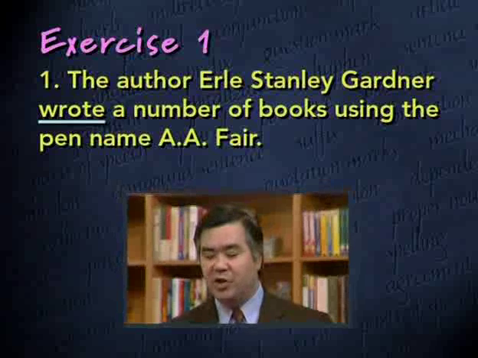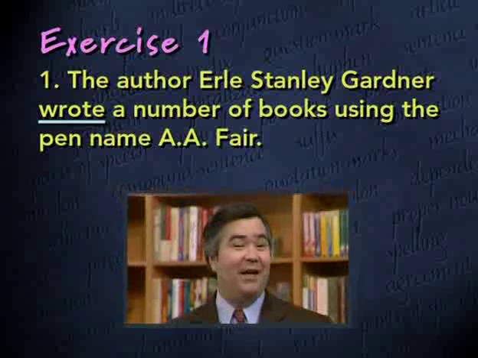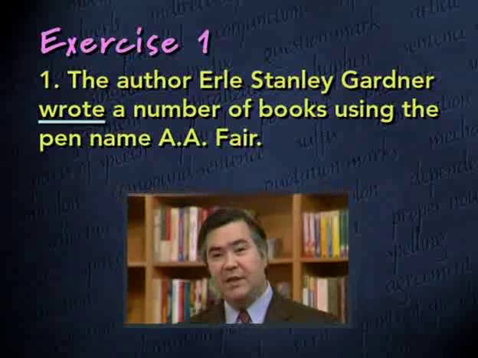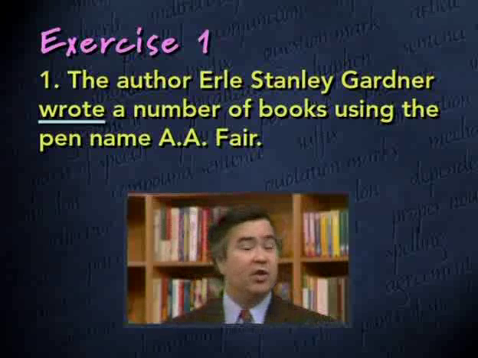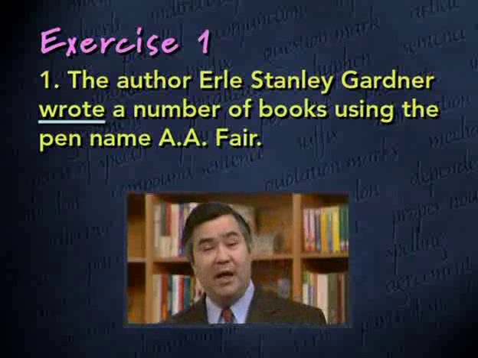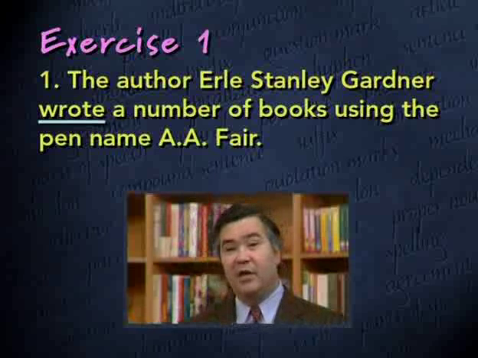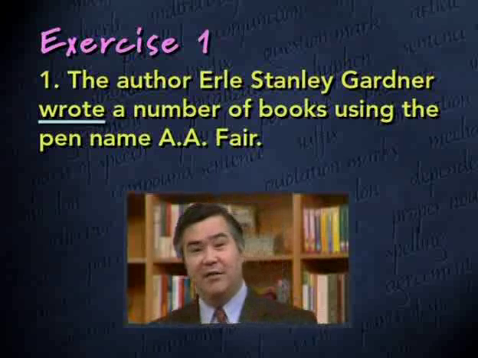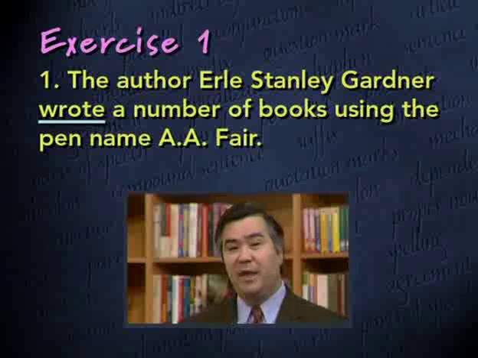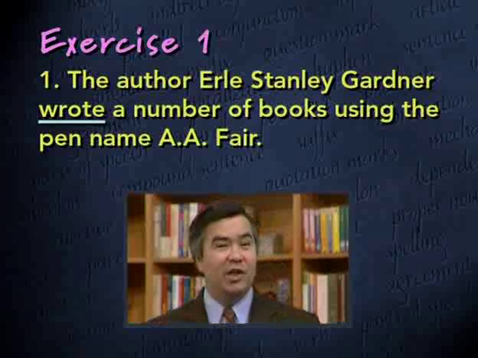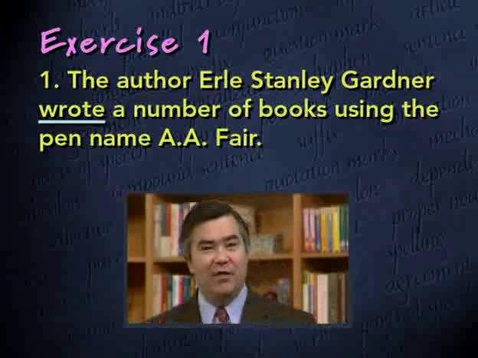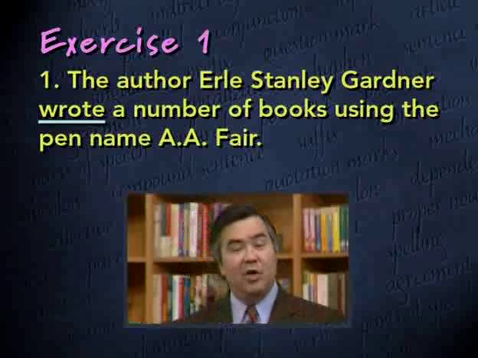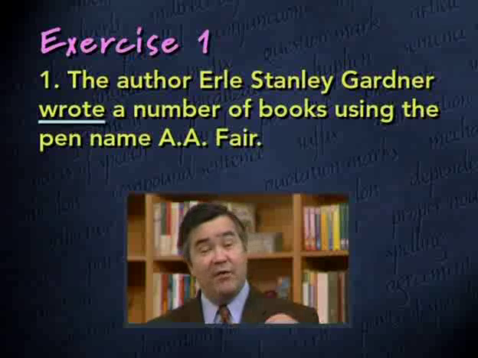The author Earl Stanley Gardner wrote a number of books using the pen name A.A. Fair. Now in this sentence, the verb wrote is underlined. In order to determine whether it's a transitive verb, an intransitive verb, or a linking verb, you need to decide whether it's a verb of action or a verb of being. And if it's a verb of action, whether there is something in the sentence which receives the action of the verb. Well, in this case, wrote is being used as a verb of action.